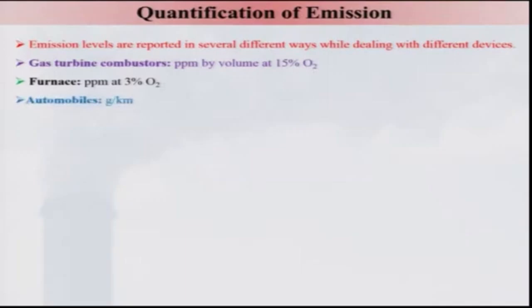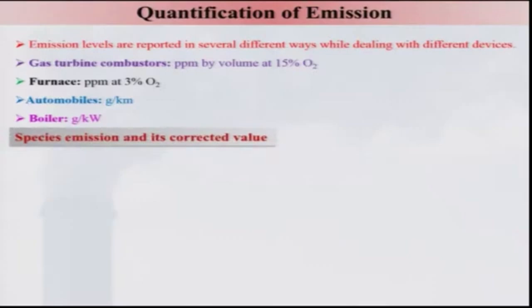In auto engines, the emission level is expressed in terms of gram per kilometer. But in the case of a boiler or power plant, the emission level is expressed in gram per kilowatt or gram per megawatt power level. So, species emission and its corrected value is very important, because if you are reporting certain values, then you will also have to report different values.